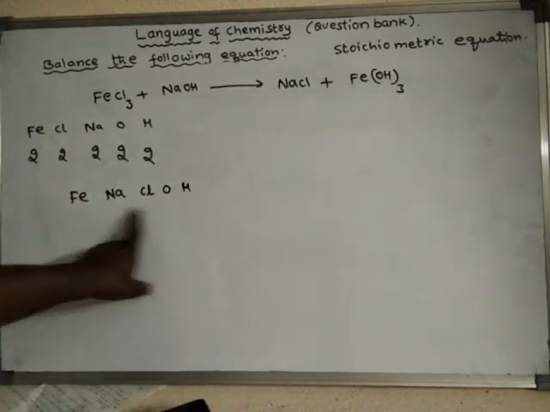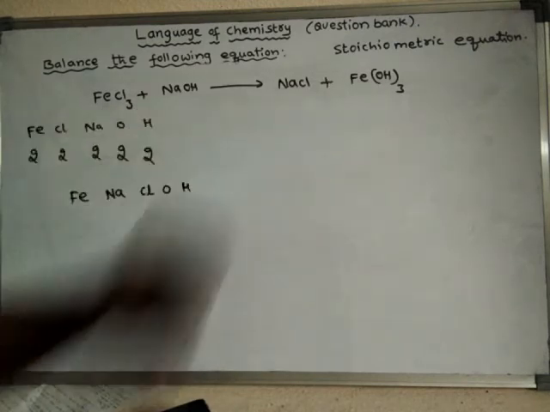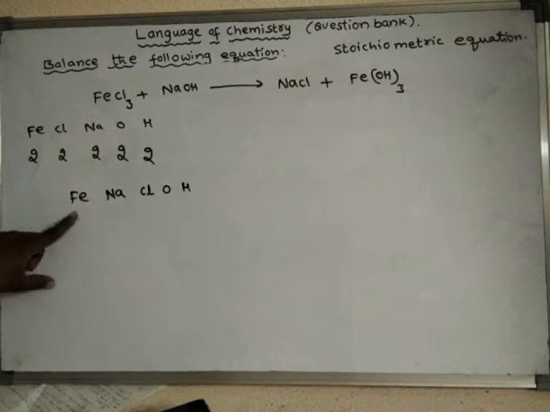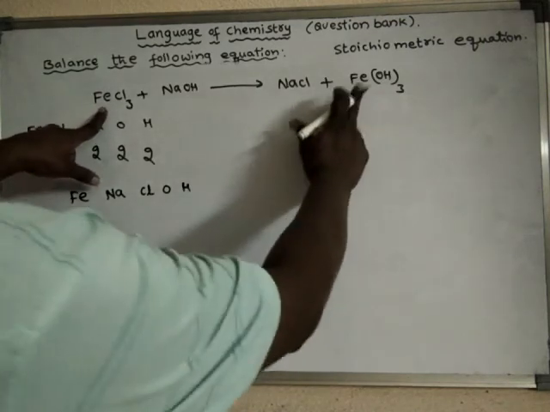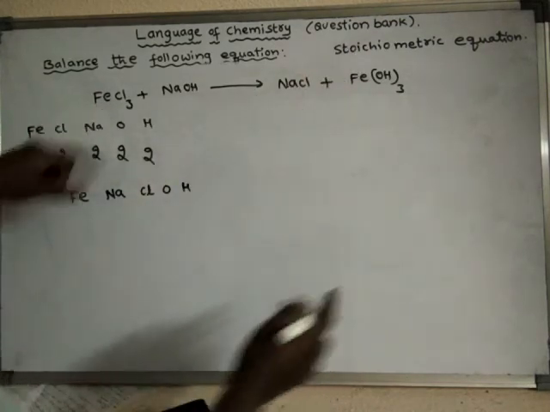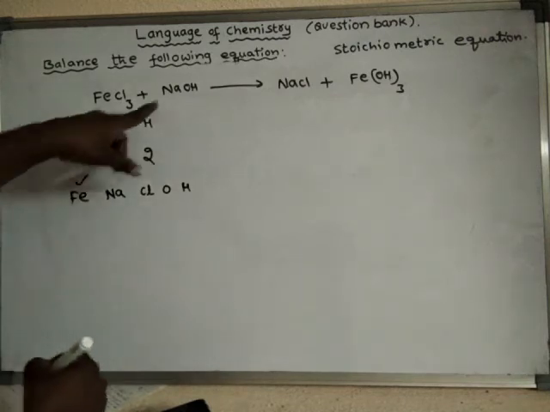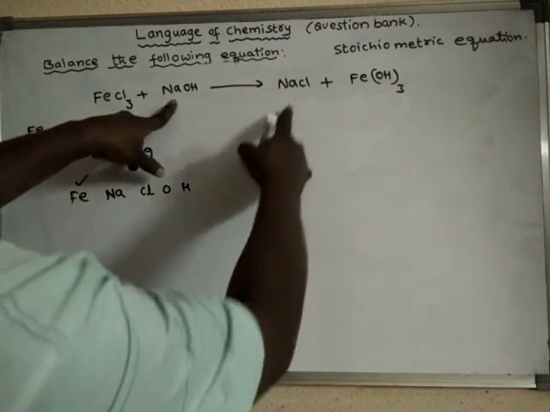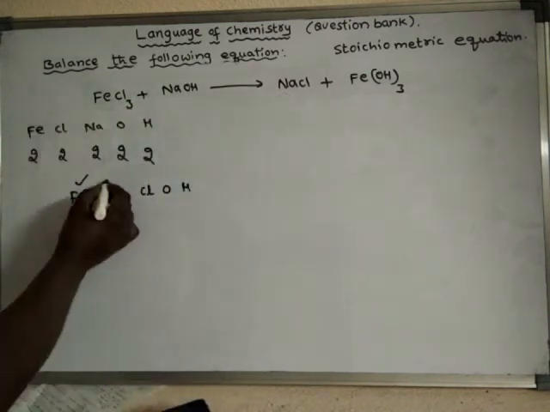Now this order is taken for balancing the equation. So now we have to balance iron first. How many iron atoms are there towards the reactants? Only one iron atom. Even towards the product there is only one iron atom. Hence iron is balanced. Now sodium: only one sodium atom towards the reactant, and even towards the products there is only one sodium atom. So sodium is also balanced.